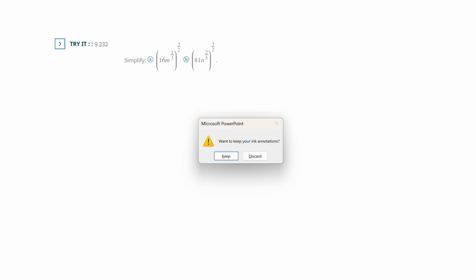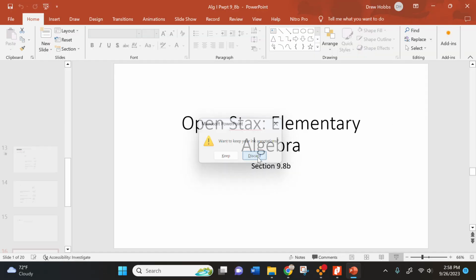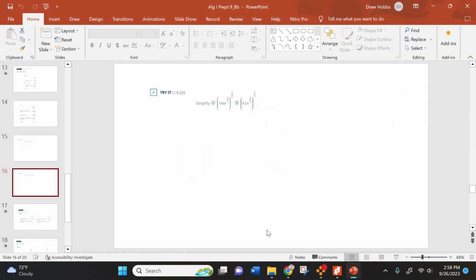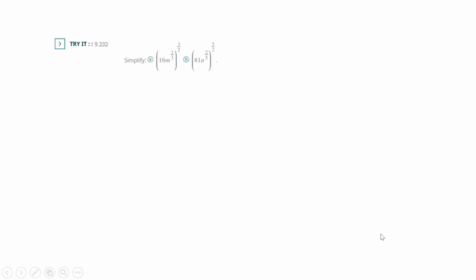Hold on, let me just see what we got going here. How many of these we got? Okay, I think there's only one more idea after this, so let's try a couple more of these. So I'm giving the 3/2 to both of them. Okay, square root of 16 is 4. 4 to the third makes 64. Now this is a power to a power, so I'm going to multiply them. The 3's reduce. I get m to the 1/2.